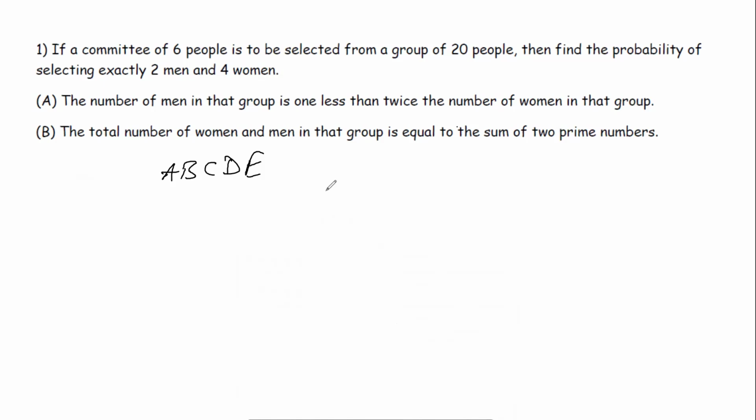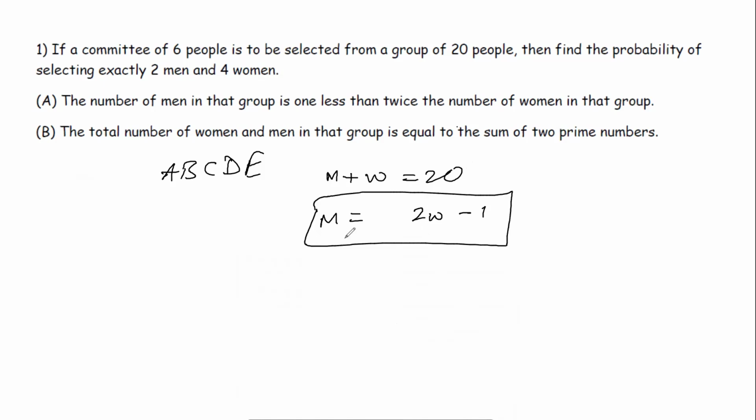So we know there are 20 people, so men and women make up 20. The number of men is one less than twice the number of women, so 2W minus 1 is the expression for the men, and W is for the women. Men plus women is 20, so 2W minus 1 plus W is 20.